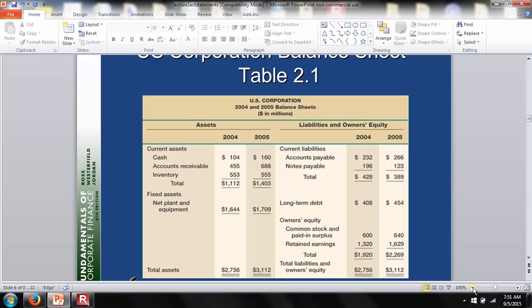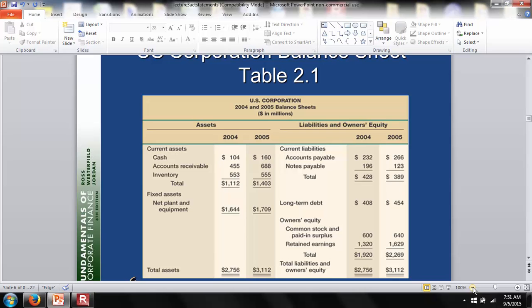What about the left-hand side? The cash has gone up by $56 million. The accounts receivable has gone up from 455 to 688. So that is perhaps the only item that can ring some bells. You want to be careful about that.